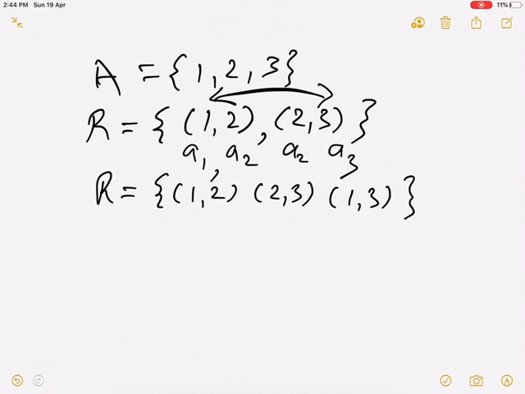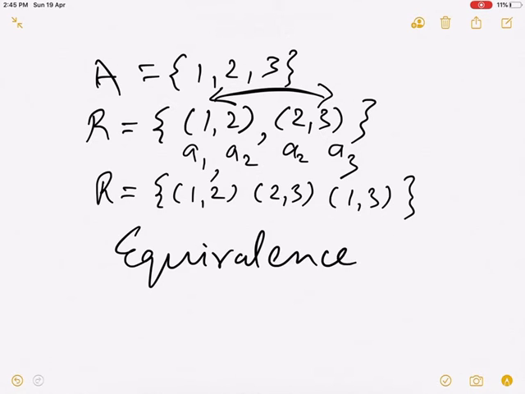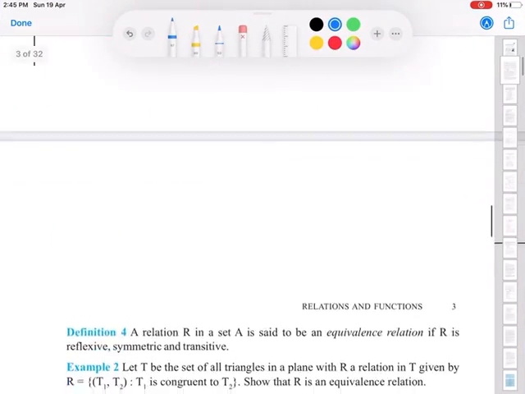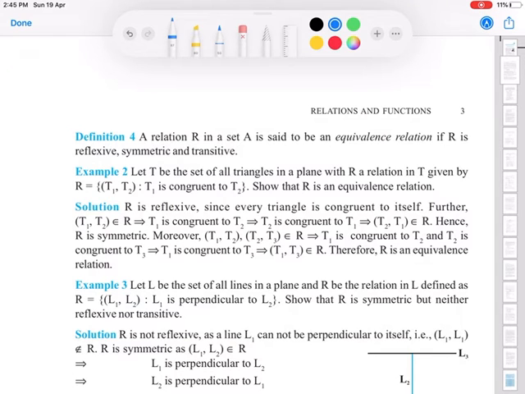If the relation is symmetric, reflexive and transitive, all three of them, if it satisfies all the three properties, then such a relation is known as an equivalence relation. An equivalence relation is a relation which is reflexive, symmetric as well as transitive. Now here there are many examples of equivalence relation given in the textbook. So let us just take one example from the textbook here. This is definition number 4 which I just talked about.